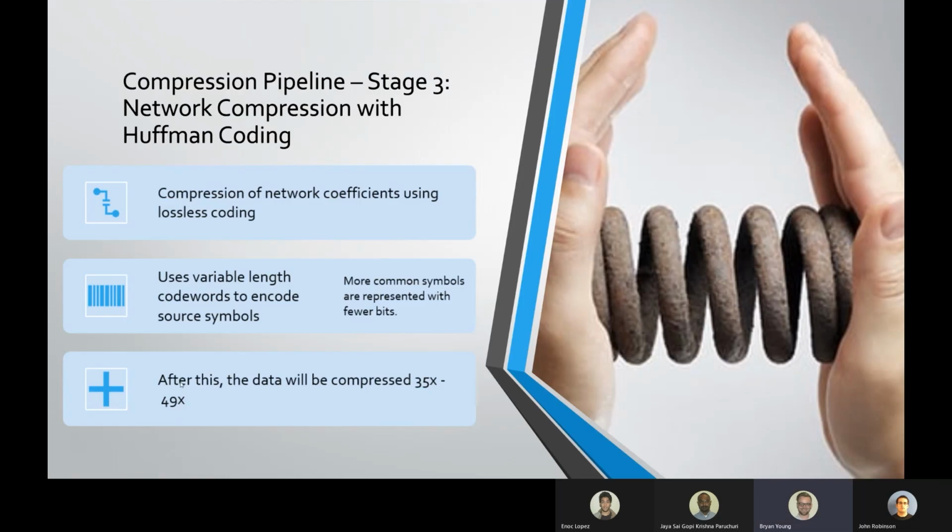And in the third step, network compression with Huffman coding. In this step, compression of network coefficients is done using lossless coding, much like ASCII coding, where it uses variable length code words to encode source symbols, such as where more common symbols can be represented with fewer bits. By the time this stage is completed, hopefully the data will be compressed 35 times to maybe 49 times its original value, while keeping complete and total accuracy.